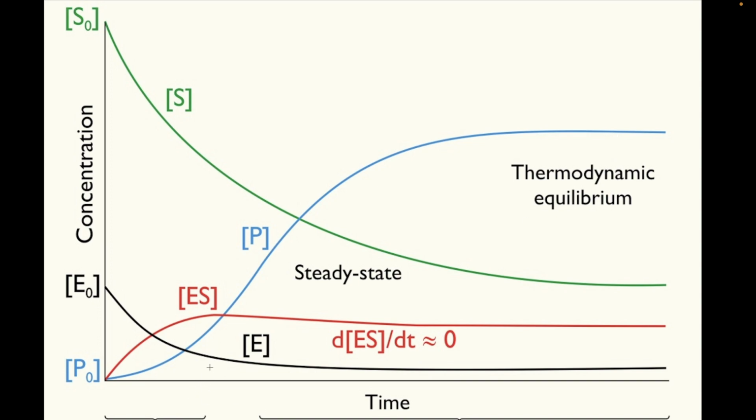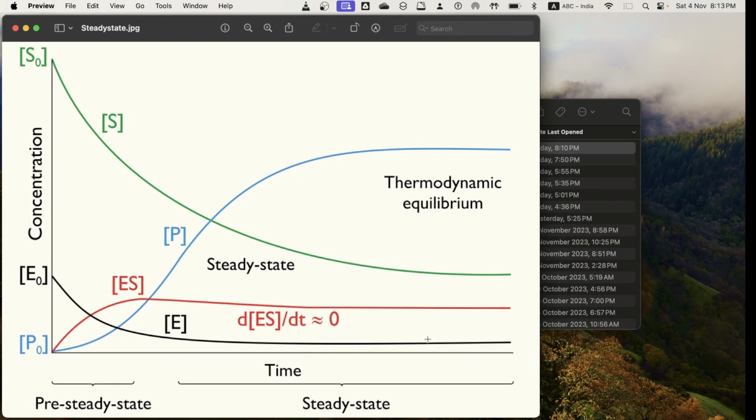So this portion is the pre-steady state, and from this portion is the steady state. At the steady state, this is the thermodynamic equilibrium. So this is the graph of this.